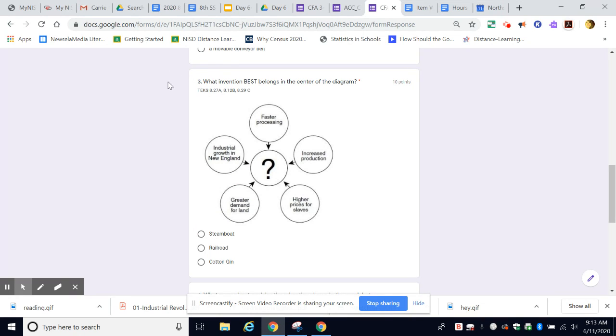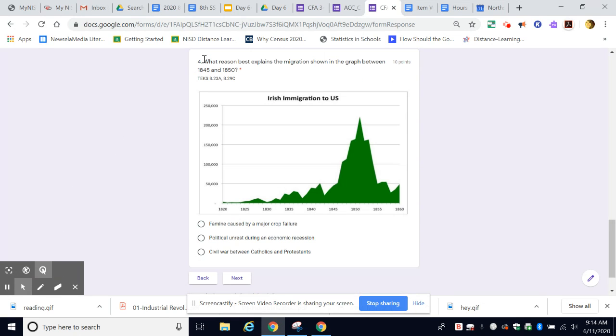All right, here's number 3. What invention best belongs in the center of the diagram? So let's take a look at the diagram. It's blank right here. We'll start at the top. Faster processing, increased production, higher prices for slaves, greater demand for land, industrial growth in New England. So let's look at our answer choices. Steamboat, railroad, or cotton gin. Please answer number 3.